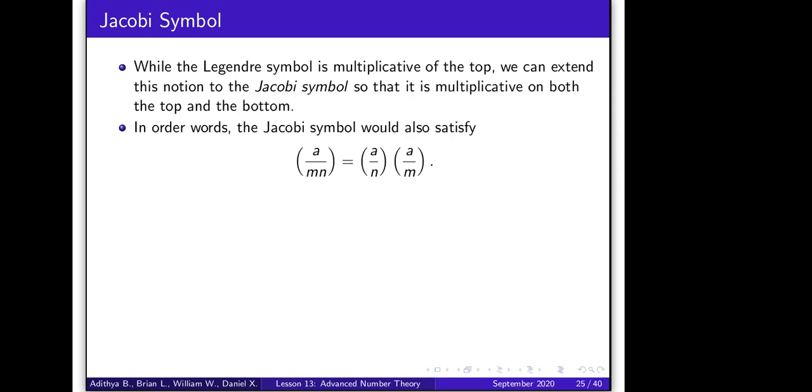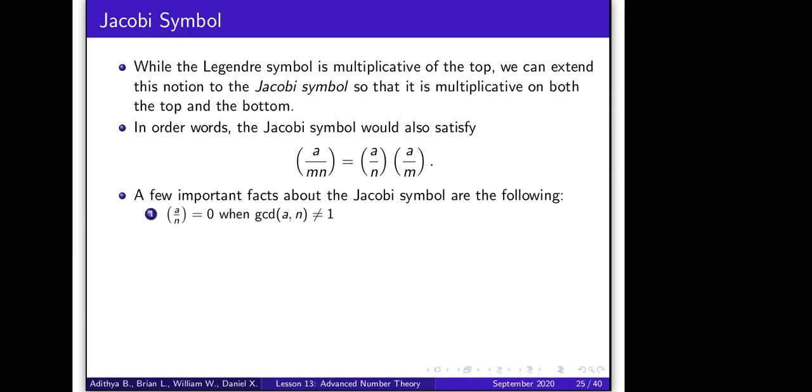And so this is what's called the Jacobi symbol. And in general, a few important facts about it are that a over n is 0 when the GCD is not 1.